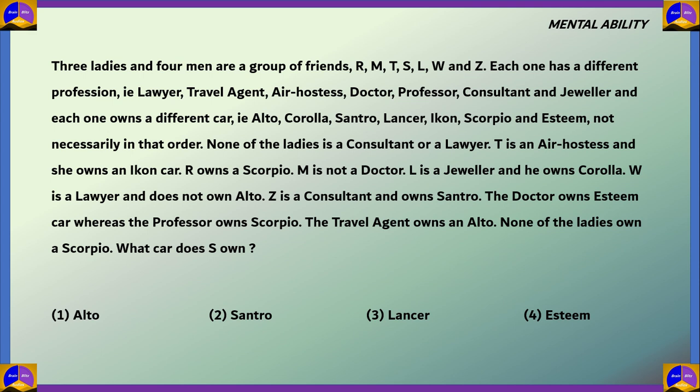None of the ladies is a consultant or a lawyer. T is an air hostess and she owns an Icon car. R owns a Scorpio. M is not a doctor. L is a jeweler and he owns a Corolla. W is a lawyer and does not own Alto. Z is a consultant and owns Santro.